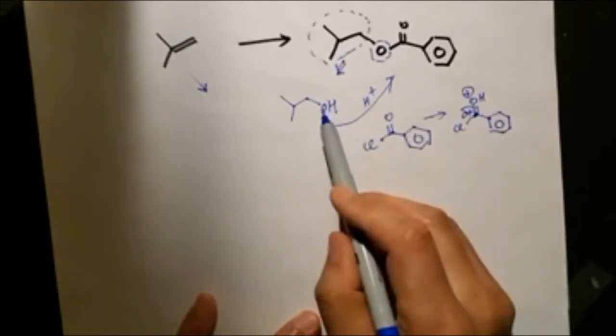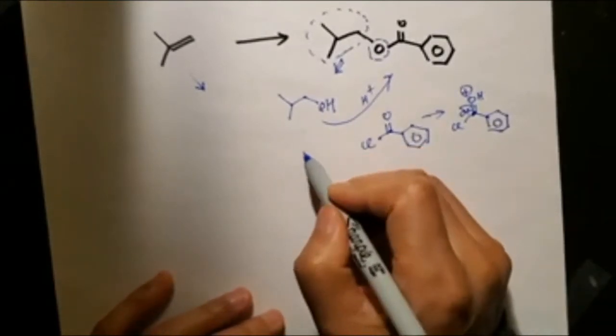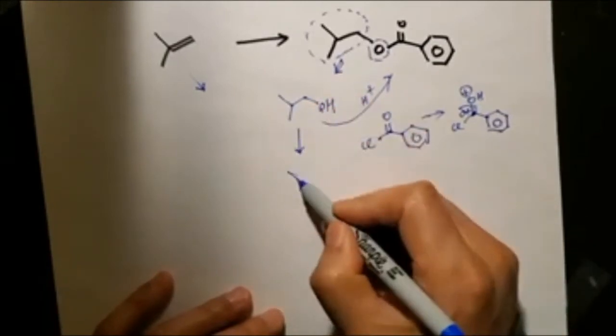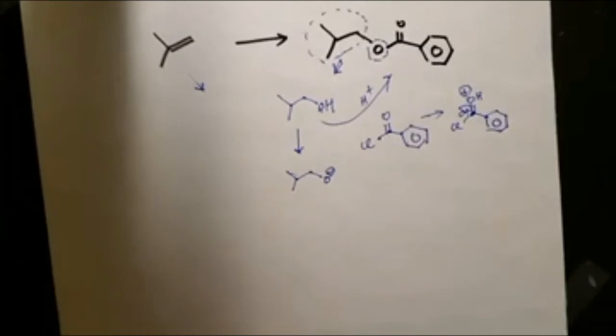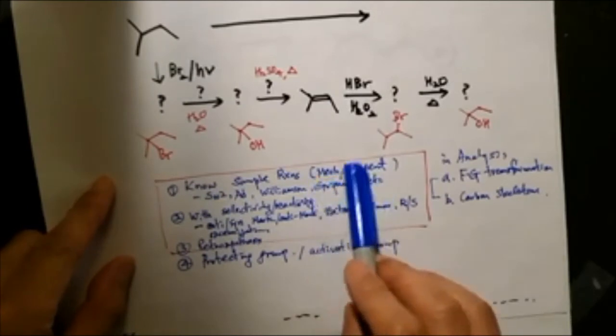So this even weak guy can attack and then kick this out eventually. Or some of you remember that you can actually convert this to a stronger base like this. How did you do it? That's when you need to know the simple reactions and remember the reagents.